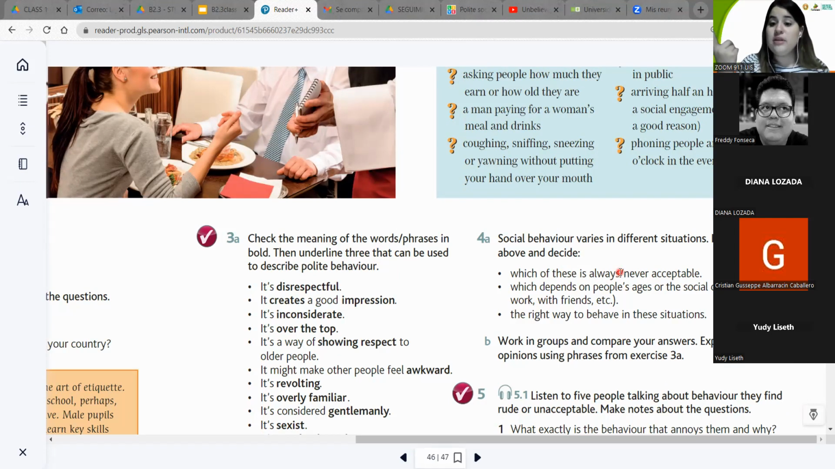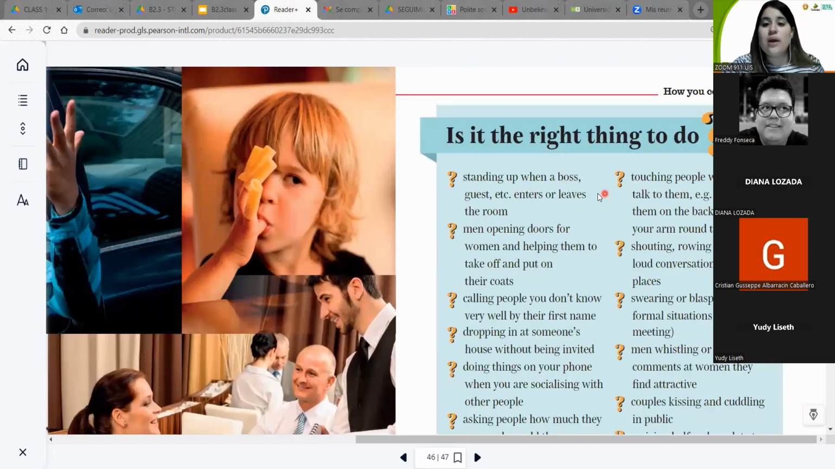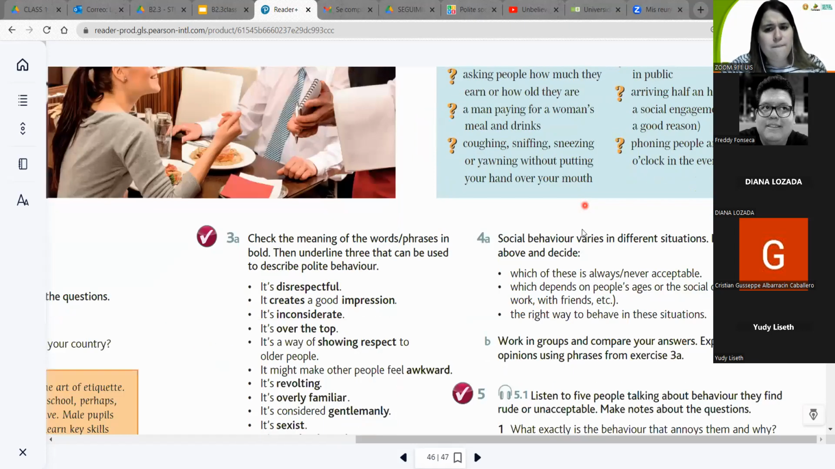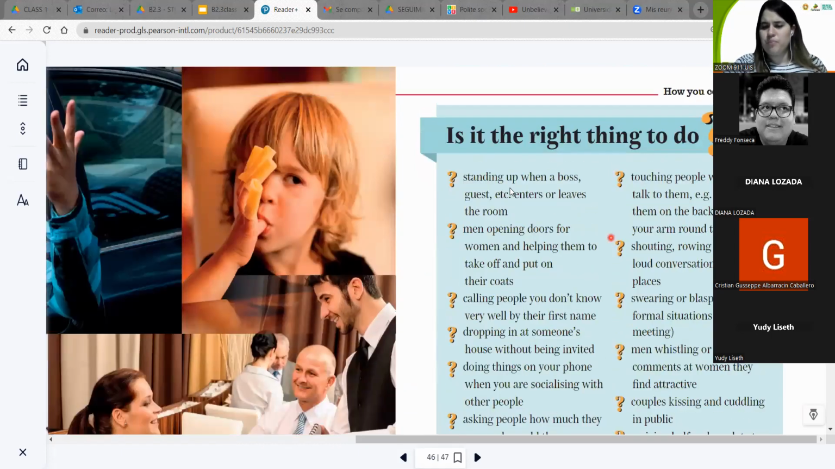Which ones depends on people's ages or the social contexts. For example, if it is at work, if it is with friends, if it is at the office, if it is with your boss, if it is with your classmates. So it depends on the social contexts and the right way to behave in these situations. So for example, the first one, standing up when a boss or a guest enters or leaves the room. Do you think that this is something that is always acceptable or never acceptable, or it depends? What do you think about this one?